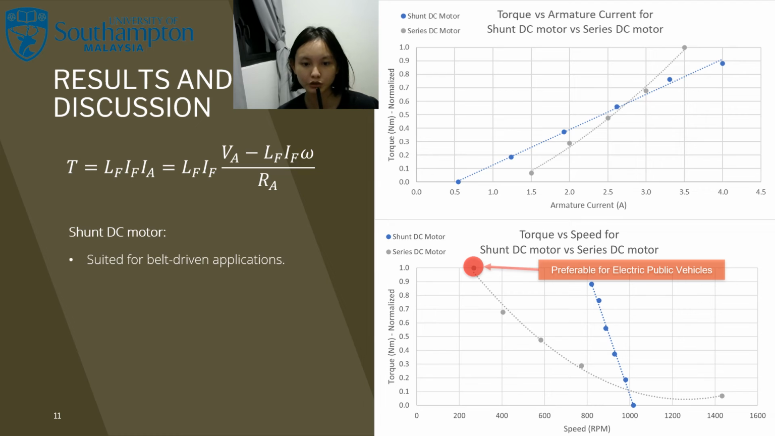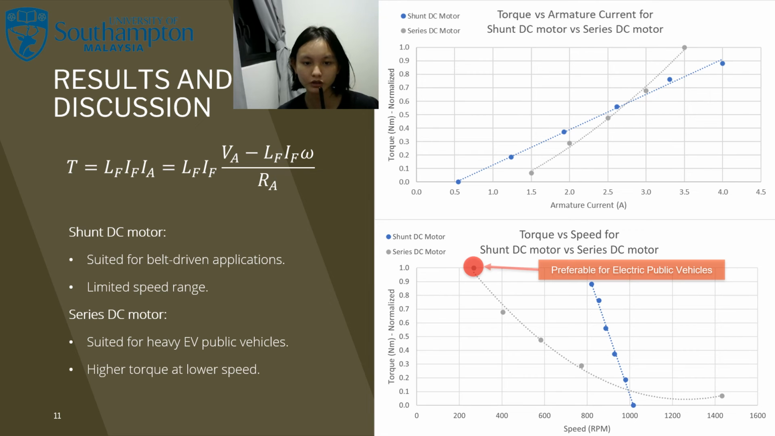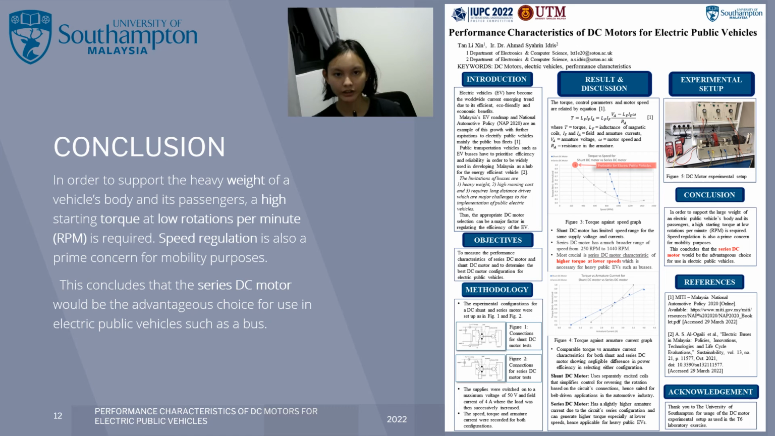Therefore, shunt DC motors are more suitable for belt-driven applications due to the limited speed range. Series DC motors, on the other hand, are more suitable for heavy EV public vehicles due to the higher torque at low speed. In order to support the heavy weight of a vehicle's body and its passengers, a high starting torque at low rotations per minute (RPM) is required. Speed regulation is also a prime concern for mobility purposes. This concludes that the series DC motor would be the advantageous choice for use in electric public vehicles such as a bus.